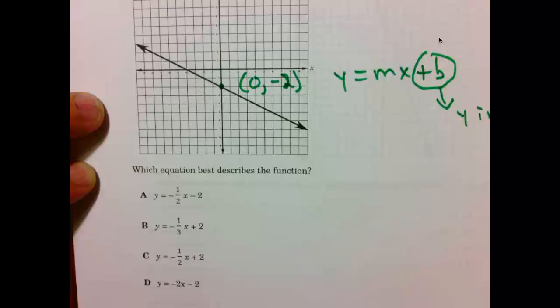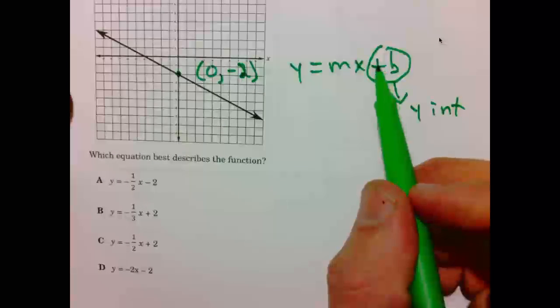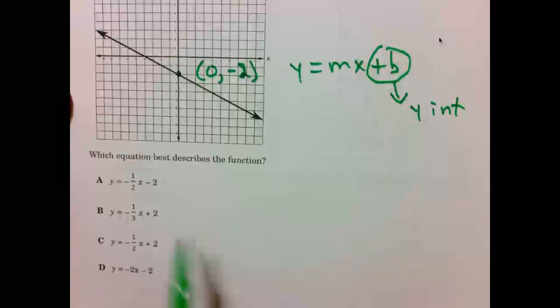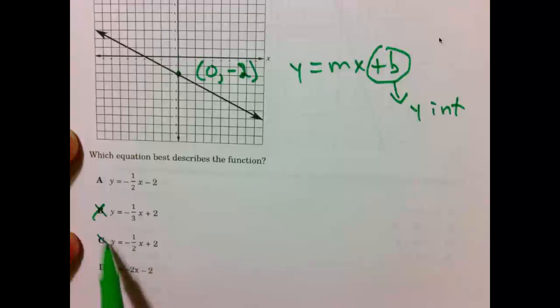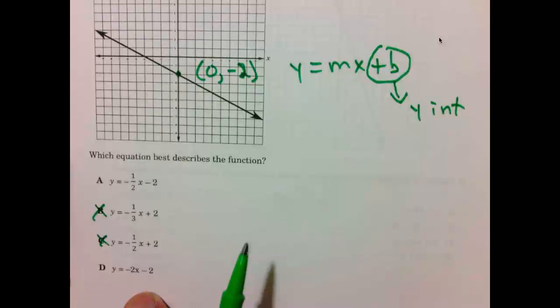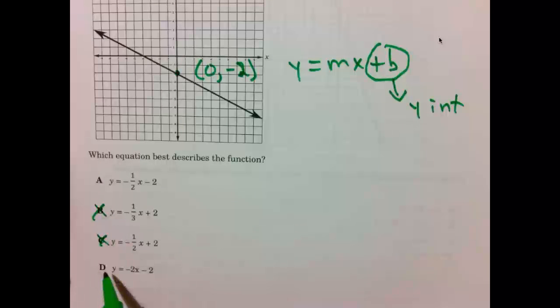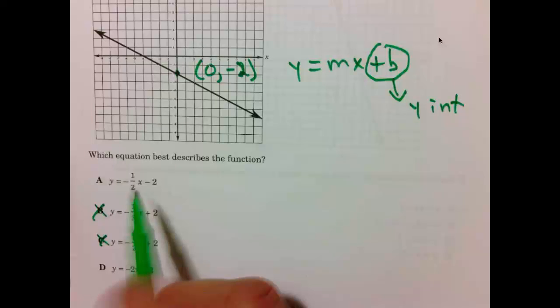So we will be seeking a function that has minus 2 as the y-intercept. A is a possibility. B is not. It's plus 2. C is not. D is a possibility. All right, so the difference between A and D is the slope. This has a slope of negative 1 over 2. This has a slope of negative 2.